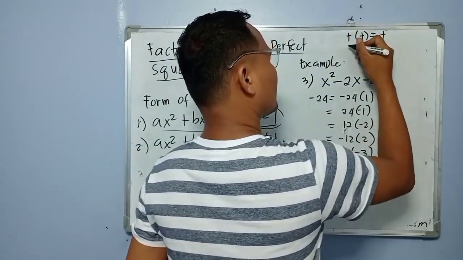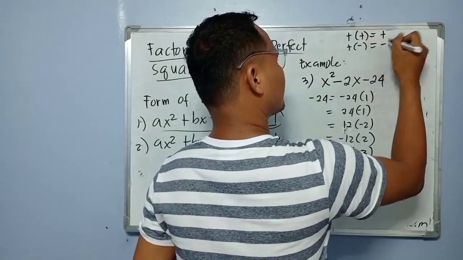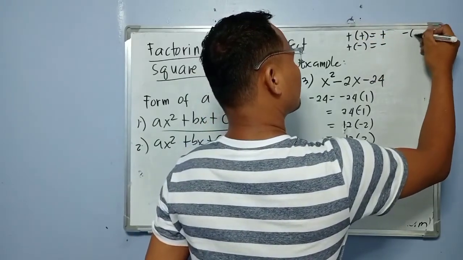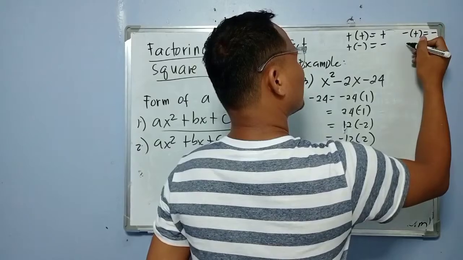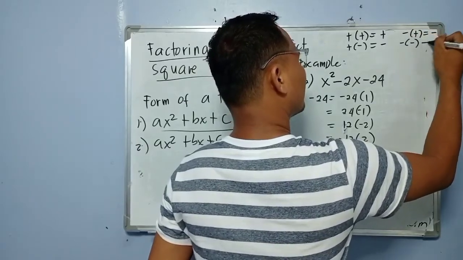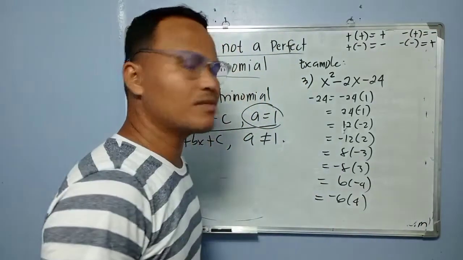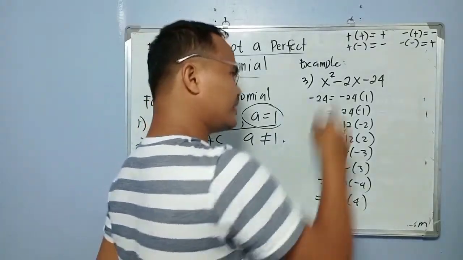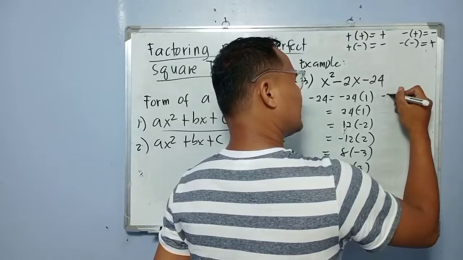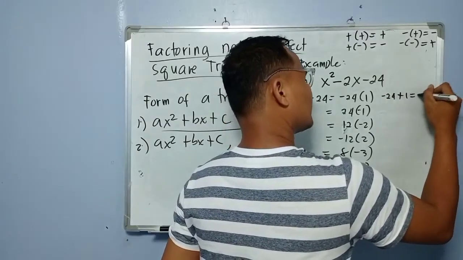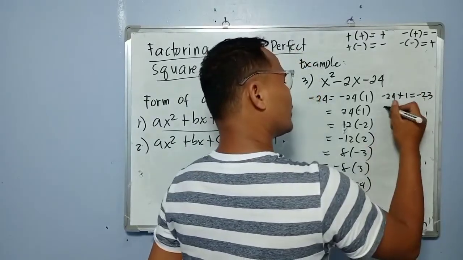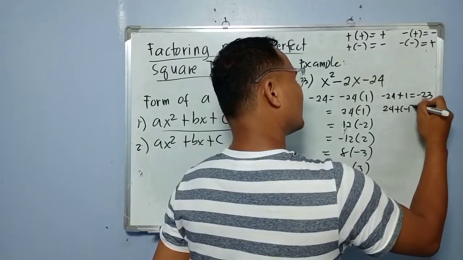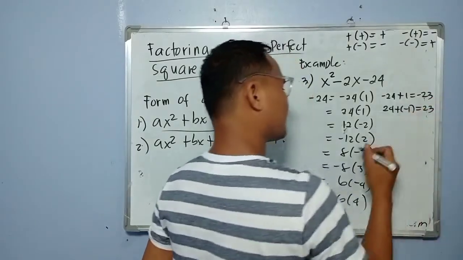result is positive. Positive times negative, the result is negative. Negative times positive, the result is negative. Negative times negative, the result is positive. Multiplication of signs. Then get the sum of these factors. Negative 24 plus 1, the result is negative 23. 24 plus negative 1, the result is 23.